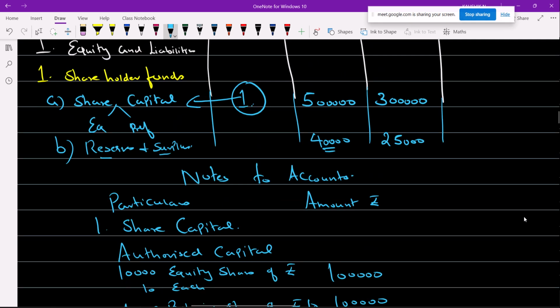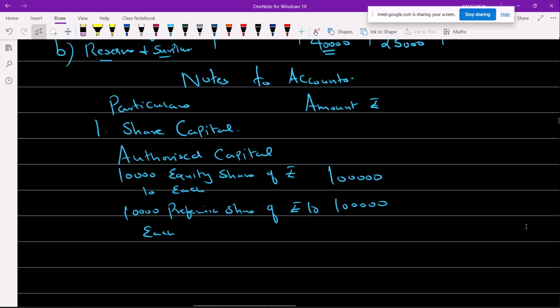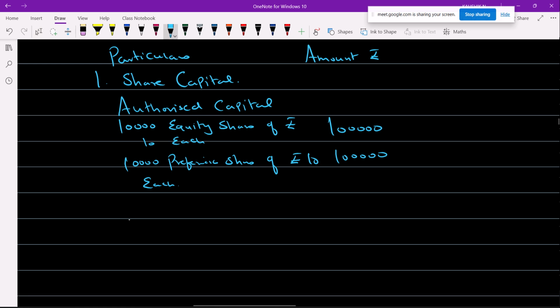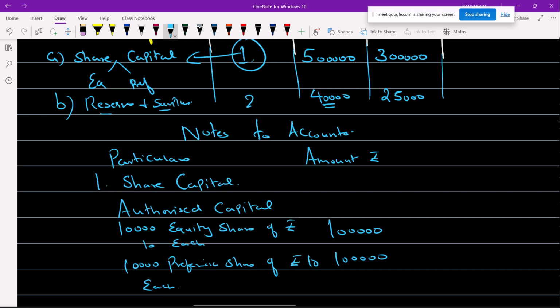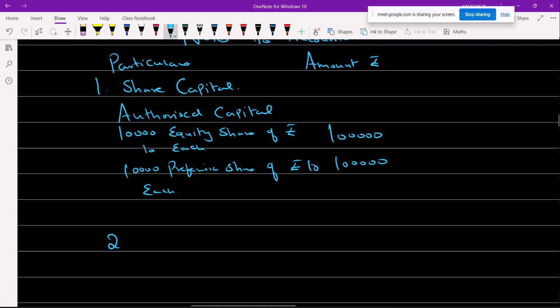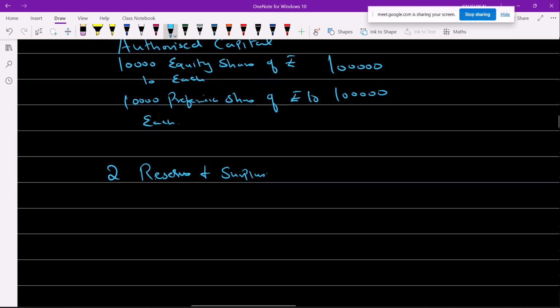Okay, now for your understanding, I'm going to record here the notes to account for reserves and surplus. Let me record it as number 2, and mark this reserves and surplus as number 2. Under this, I'm going to mark it as general reserve.